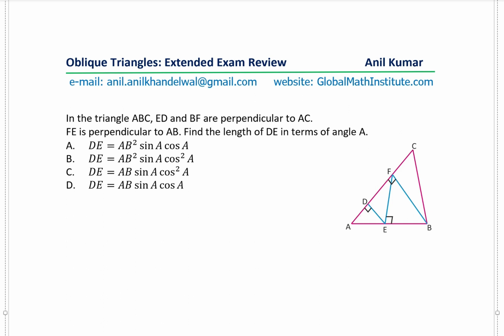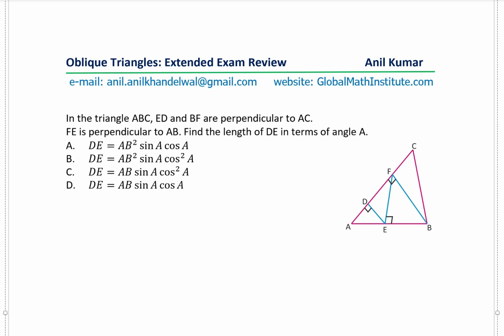We are given four choices. D is equal to one of these. You can pause the video, answer the question, and then look into my suggestions. Now we want the value of DE. Let's try to understand.